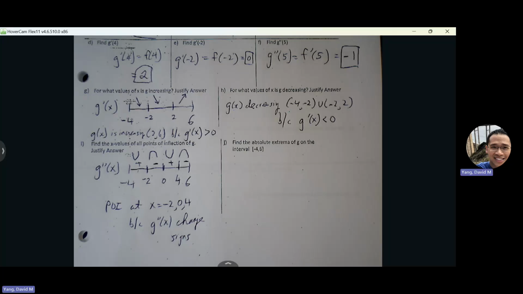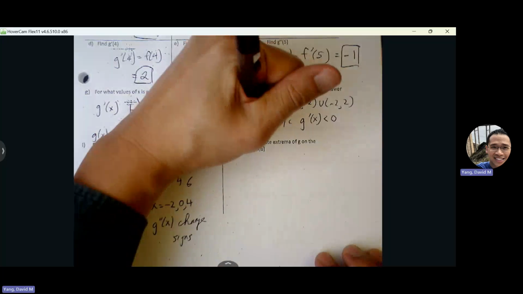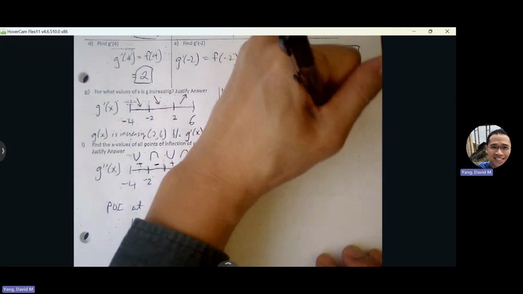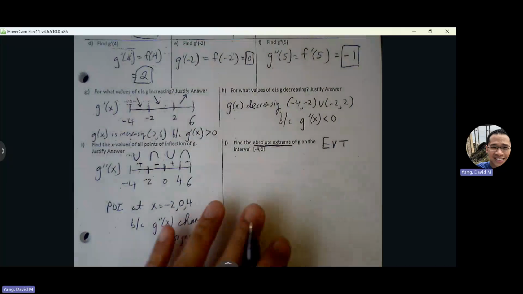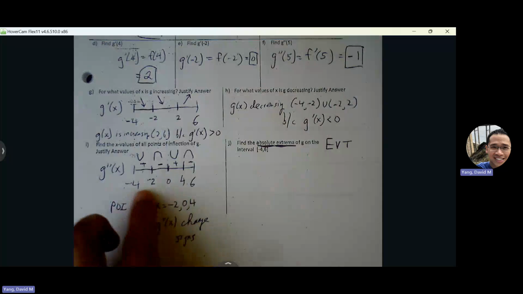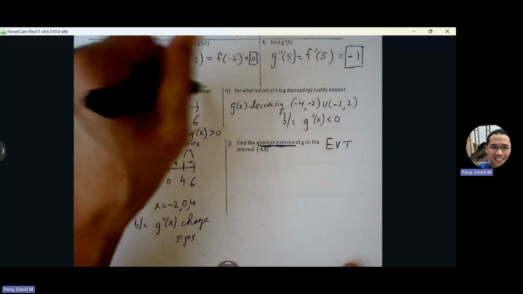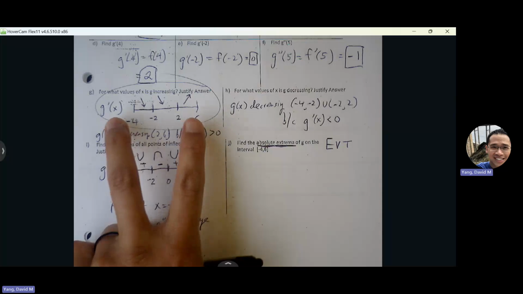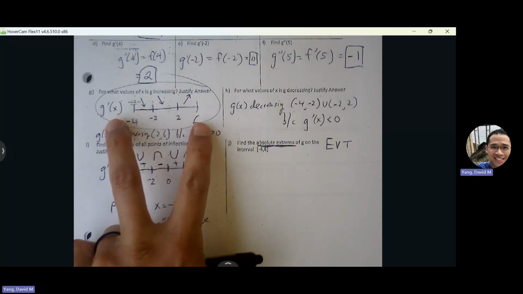Next up, find the absolute extrema. So what is this? They're asking us to apply what? EVT. So EVT says find your endpoints and critical points. Don't pull them from G double prime. You're only pulling what you need from G prime. When you're doing EVT, just pull them from G prime.